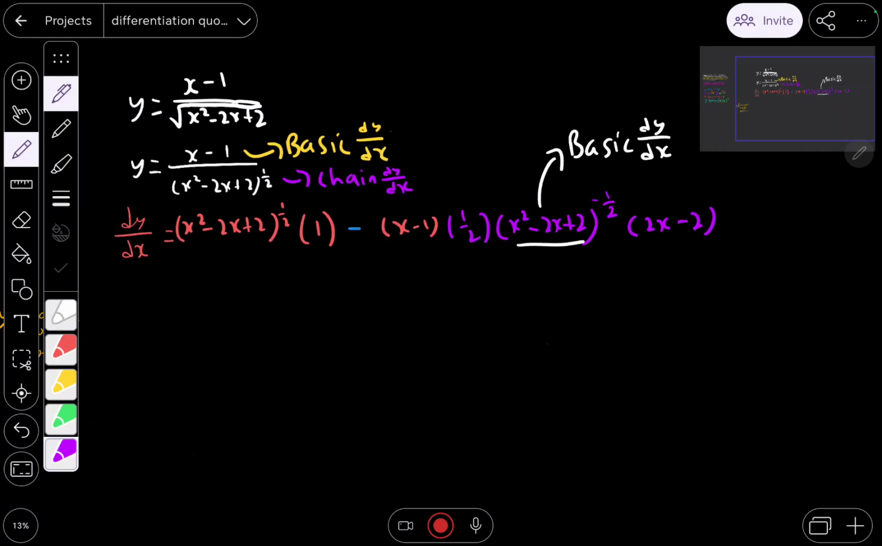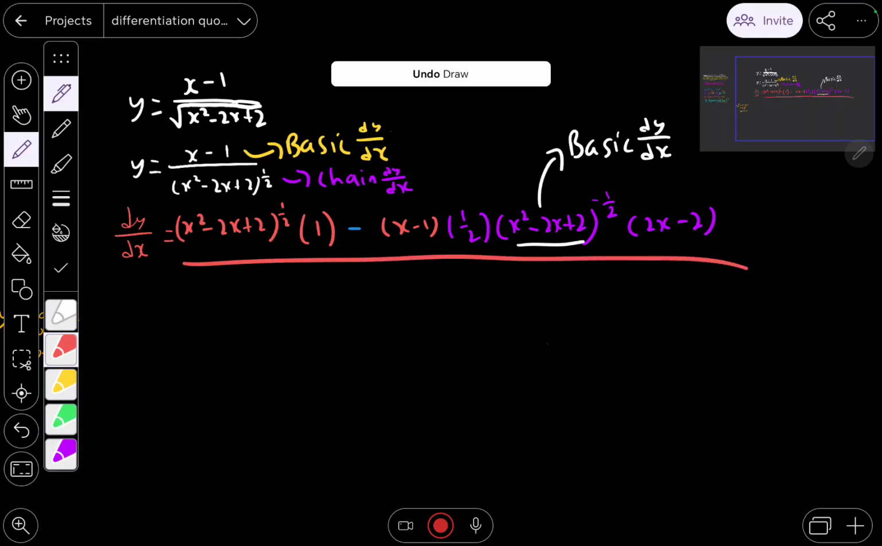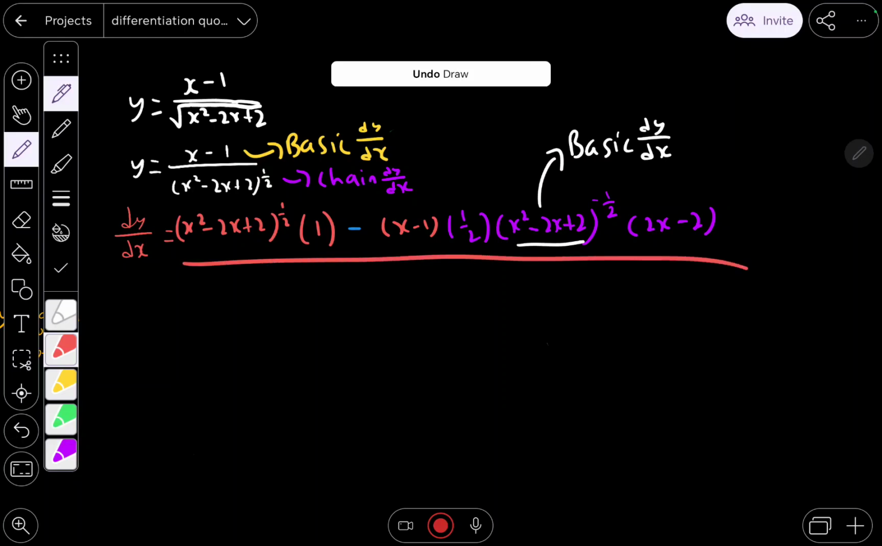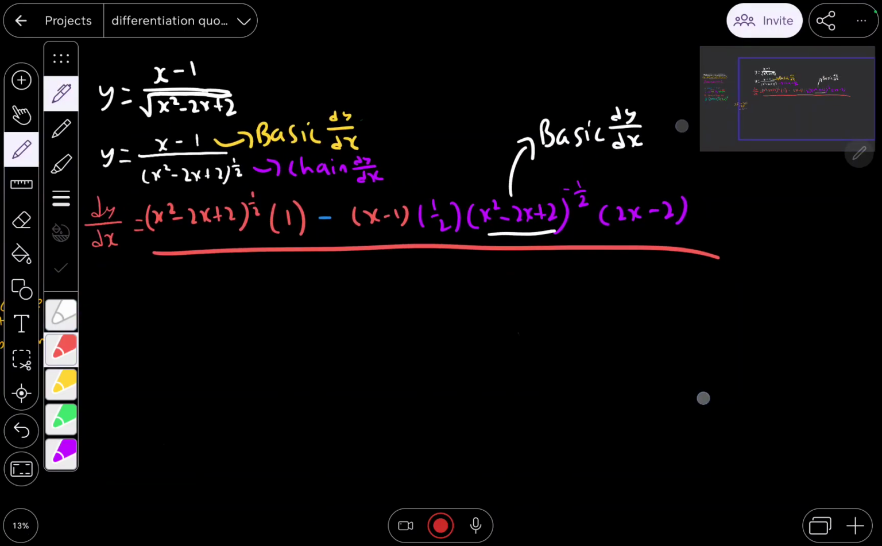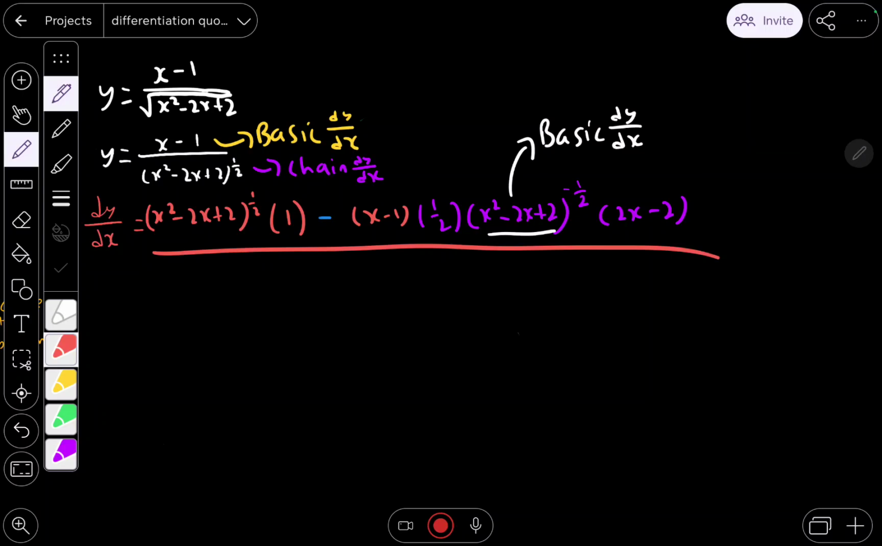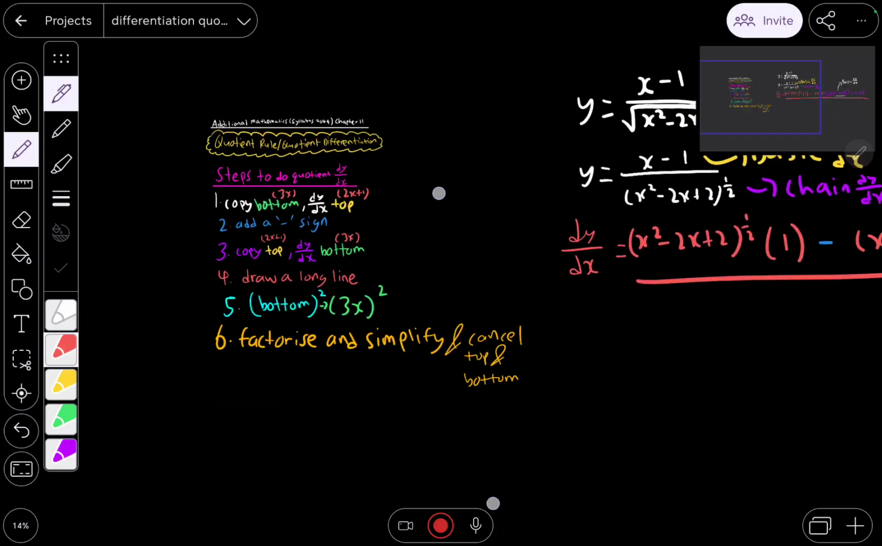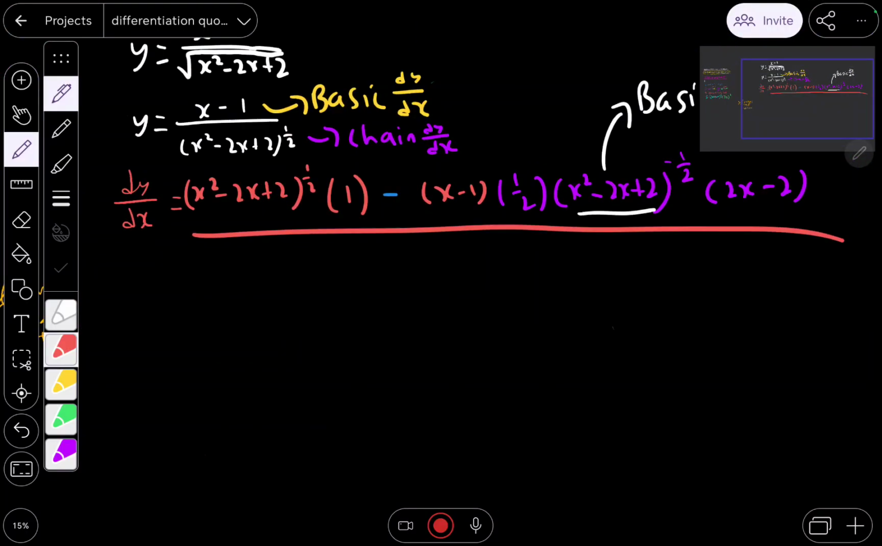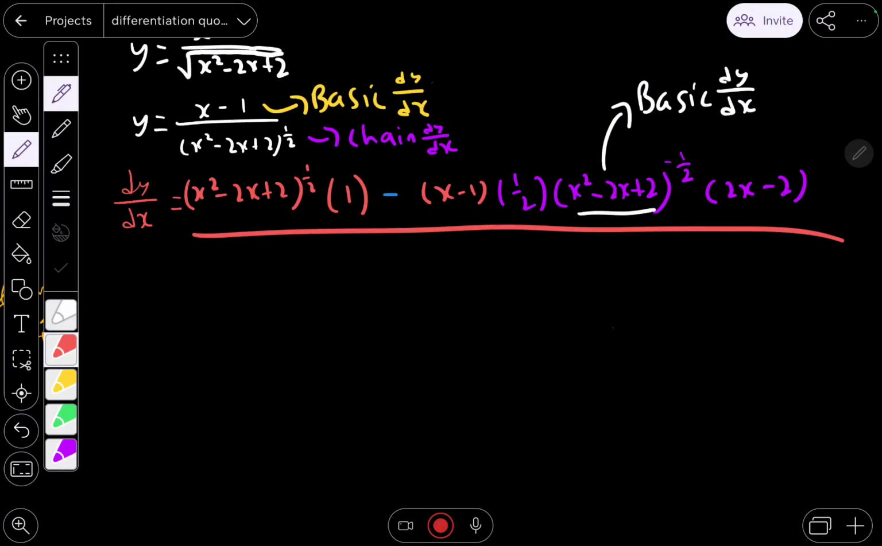Okay, now draw the long line. Over. So the long line is basically like a fraction, so you have a numerator and a denominator. So in my steps here, you can see draw a long line. That means draw the line like that. And then the bottom, whole thing squared.